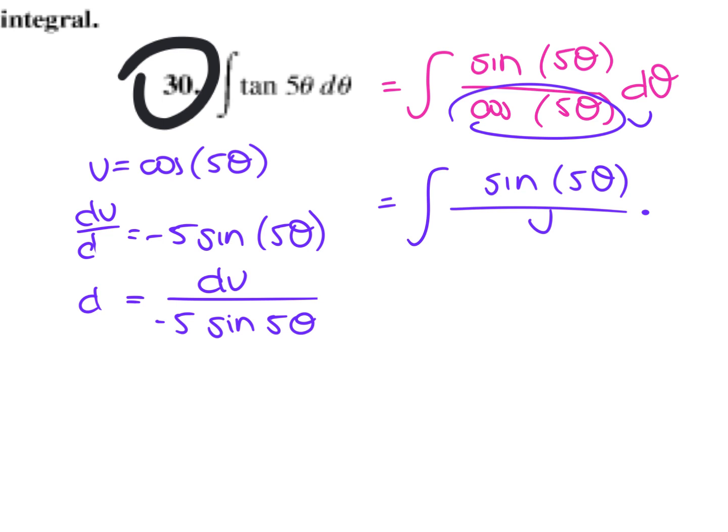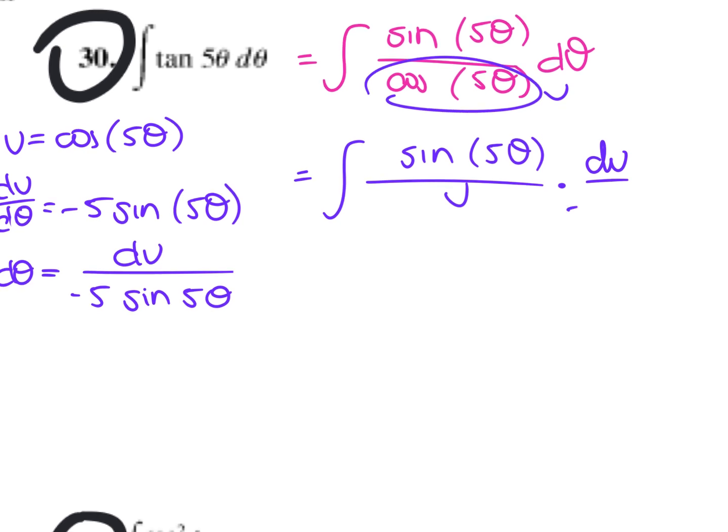So in place of my d theta, I'm going to have du over negative 5 sine of 5 theta, and that is what allows my sine of 5 theta to cancel. So then what I'm truly integrating is negative 1/5 times 1 over u du, and I can integrate using ln from there.